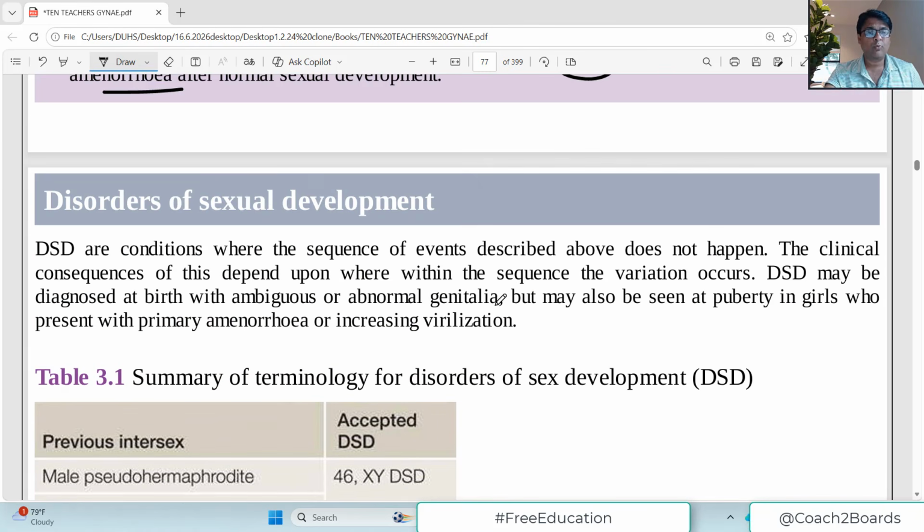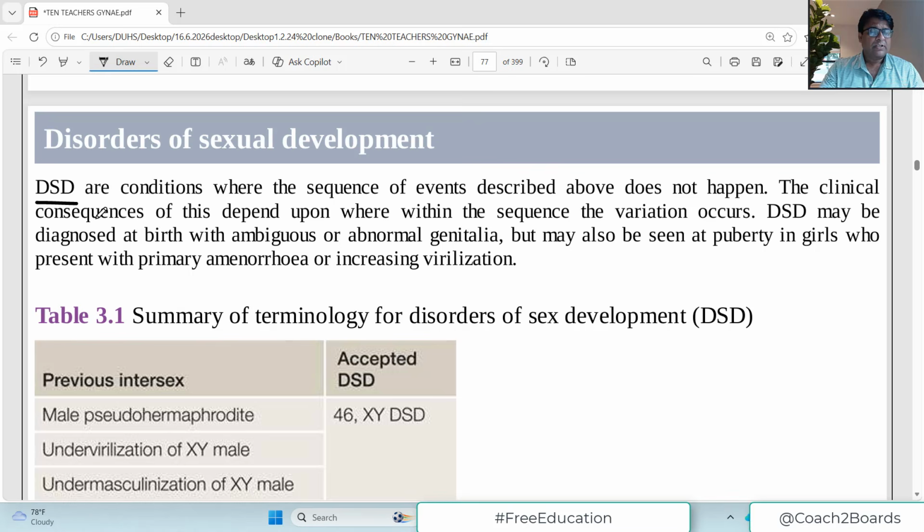With this, we now move on to some disorders associated with sexual development, DSDs, also very important. By definition, DSDs are conditions where the sequence of events described above does not happen. And the clinical consequence depends upon where the variation in the sequence happens. और अभी हम इसके बारे में पढ़ेंगे भी. DSD may be diagnosed at birth, even nowadays before birth, because there are techniques available.